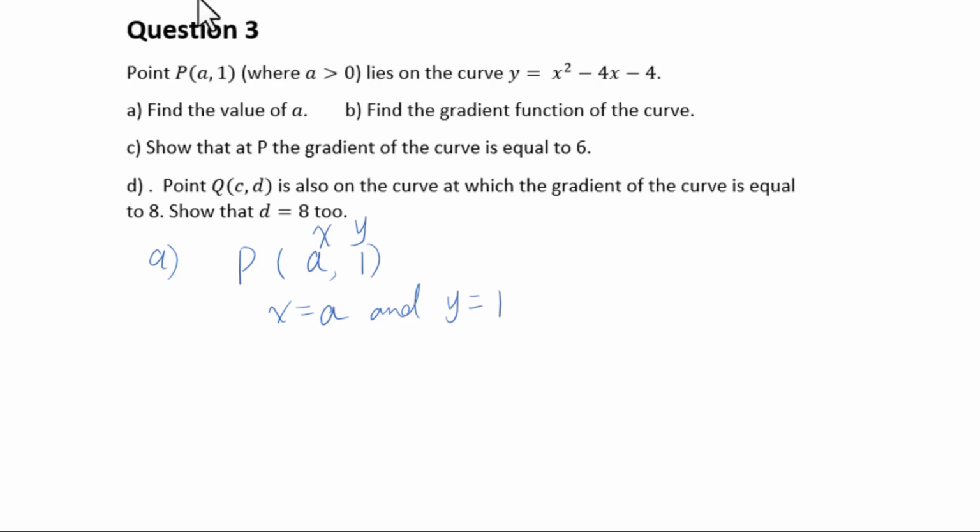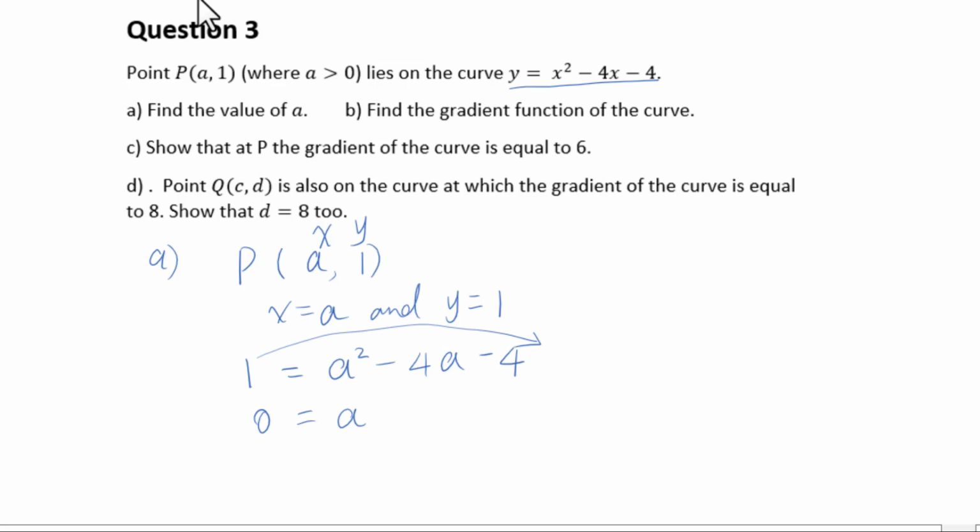Let's do the substitution into this curve. We will get 1 equals a squared minus 4a minus 4. We will use the GDC to figure out the value of a. We will change it into equal to 0 form first. 0 equals a squared minus 4a minus 4 minus 1. Simplify: a squared minus 4a minus 5.